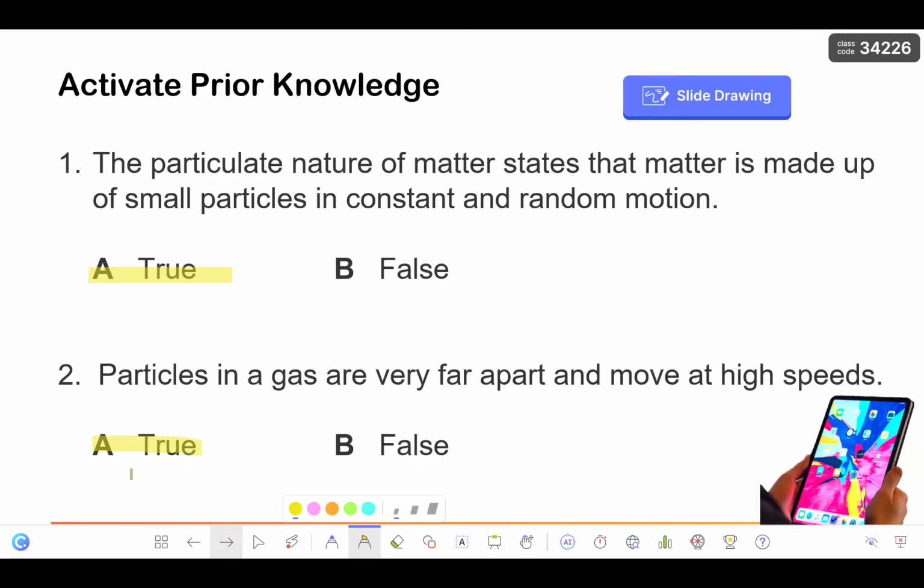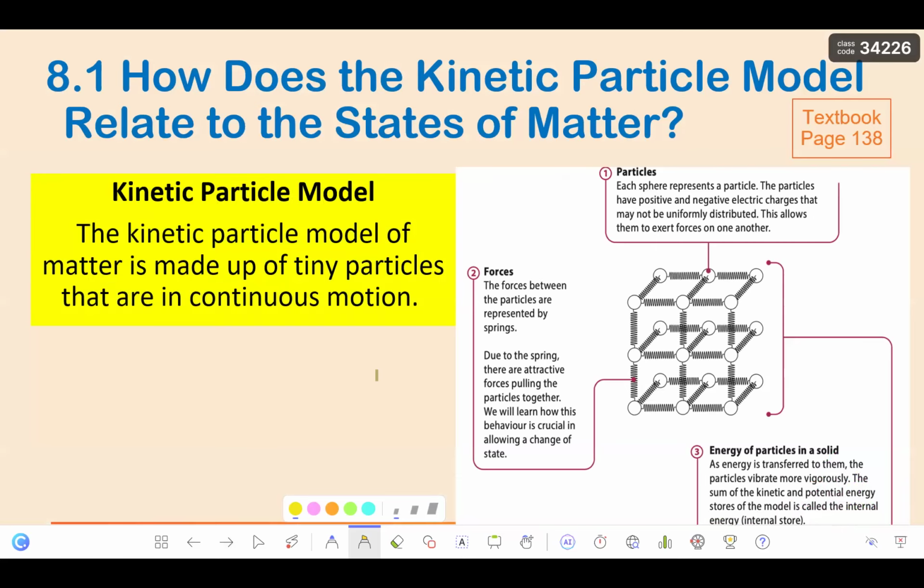Let's move on. The first thing you must know, the basic of this chapter, is that all matter, no matter what state it is in, solid, liquid, or gas, is made out of tiny particles. And these tiny particles are in continuous random motion.